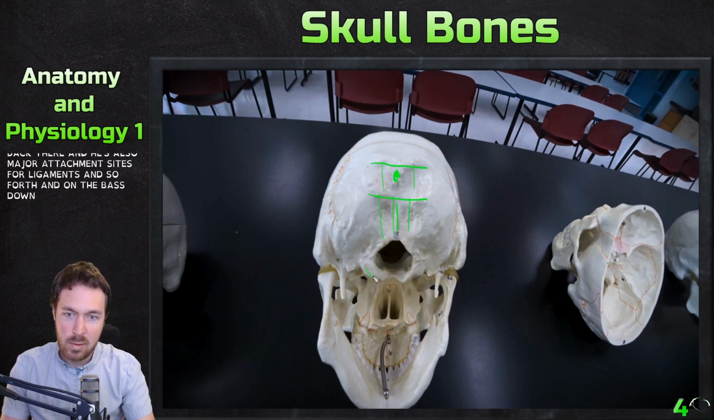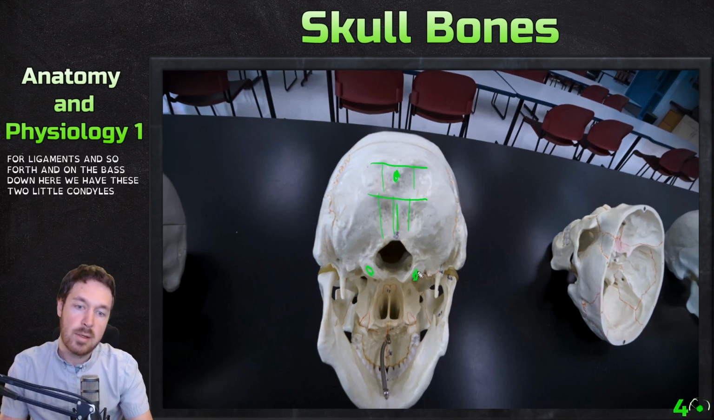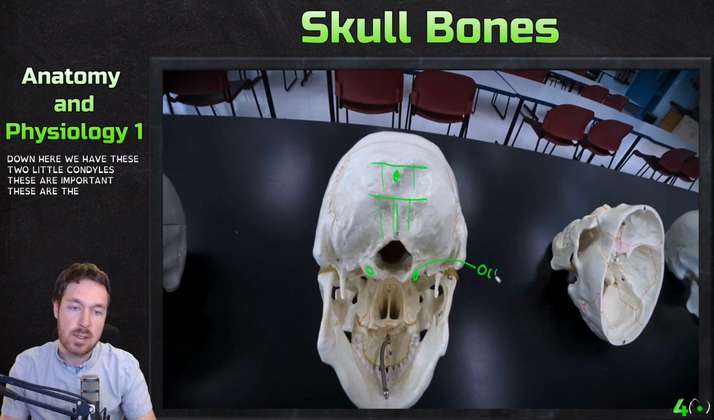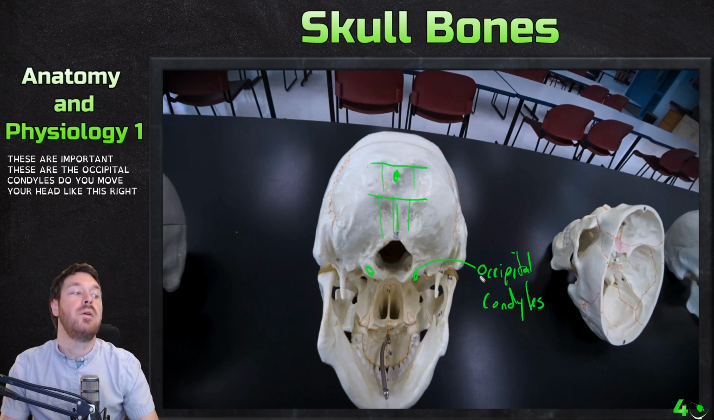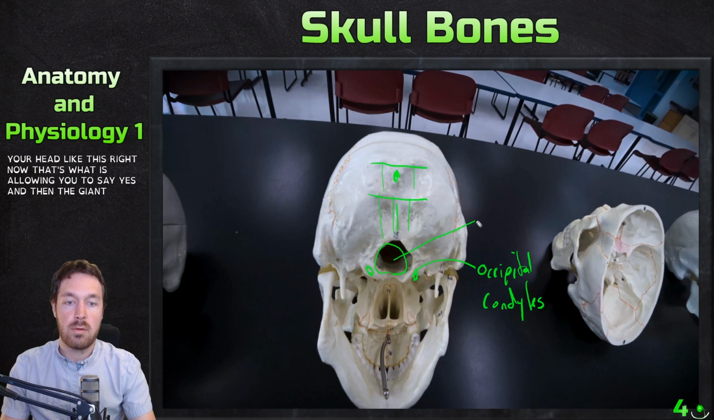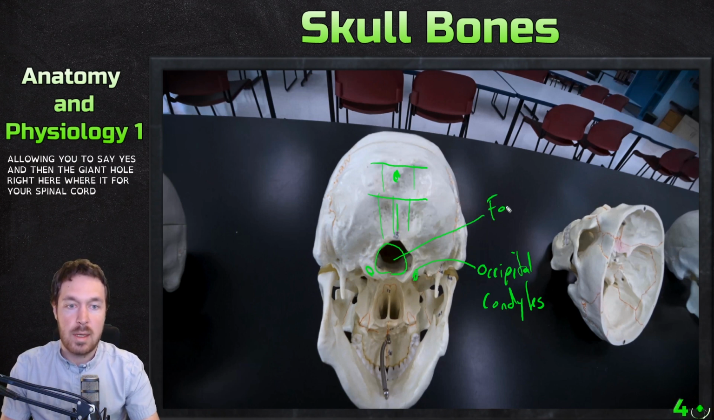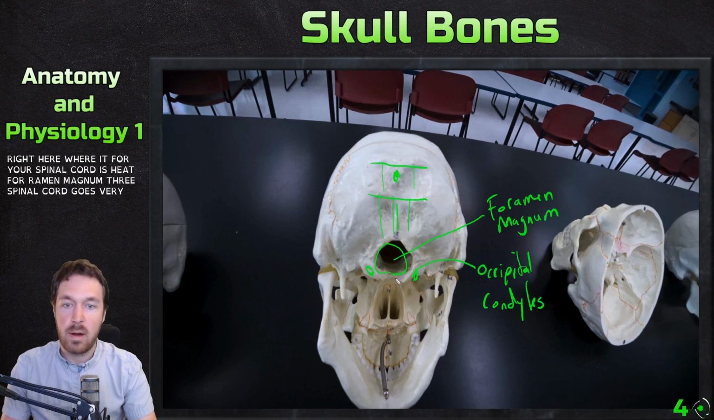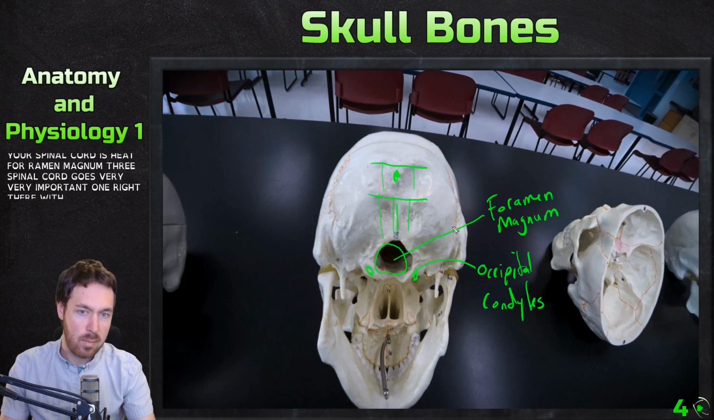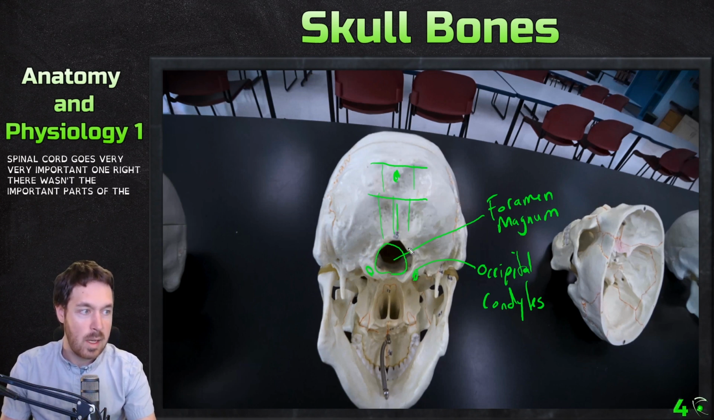And on the base down here, we have these two little condyles. These are important. These are the occipital condyles. If you move your head like this right now, that's what is allowing you to say yes. And then the giant hole right here for your spinal cord is the foramen magnum. Where your spinal cord goes, very, very important one right there. But those are the important parts of the occipital bone.